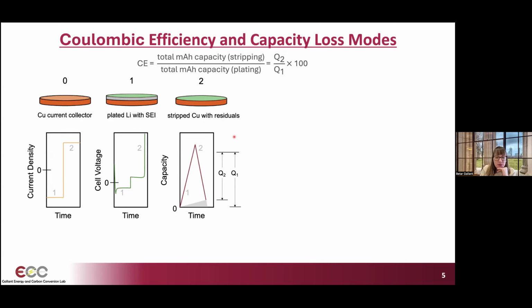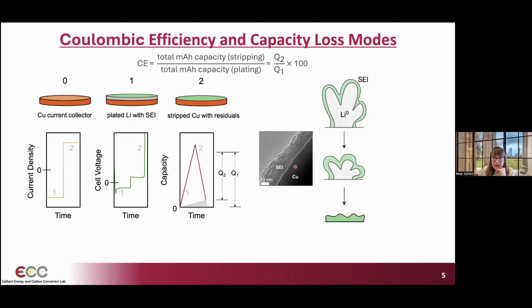So because we don't recover all of the lithium that we put down, there's always some residual material left behind on the copper current collector. Normally this should just be the SEI, as shown here in this particular example. And hence, when you strip the reversible lithium, the extent of SEI formation directly determines the Coulombic inefficiency.